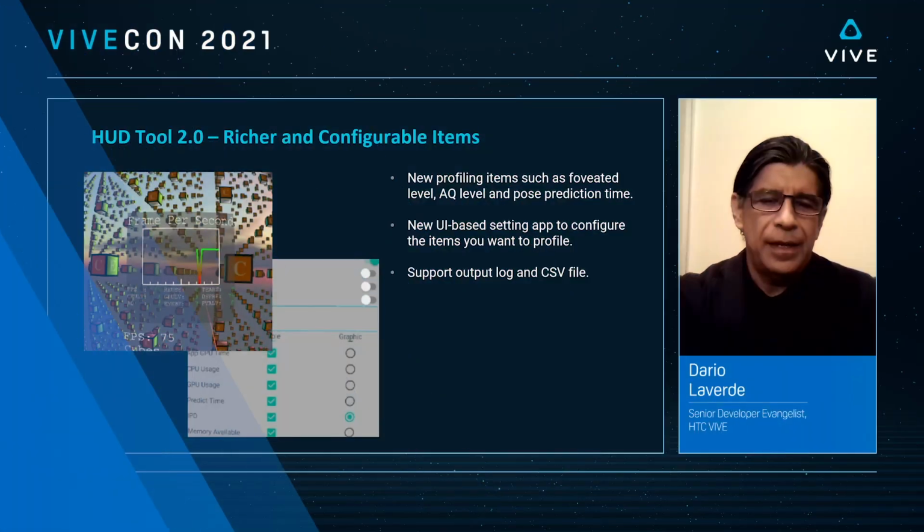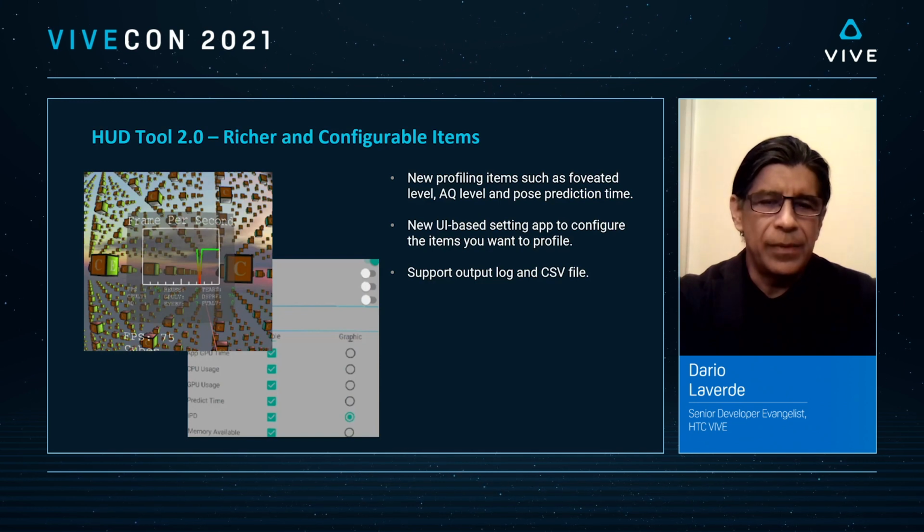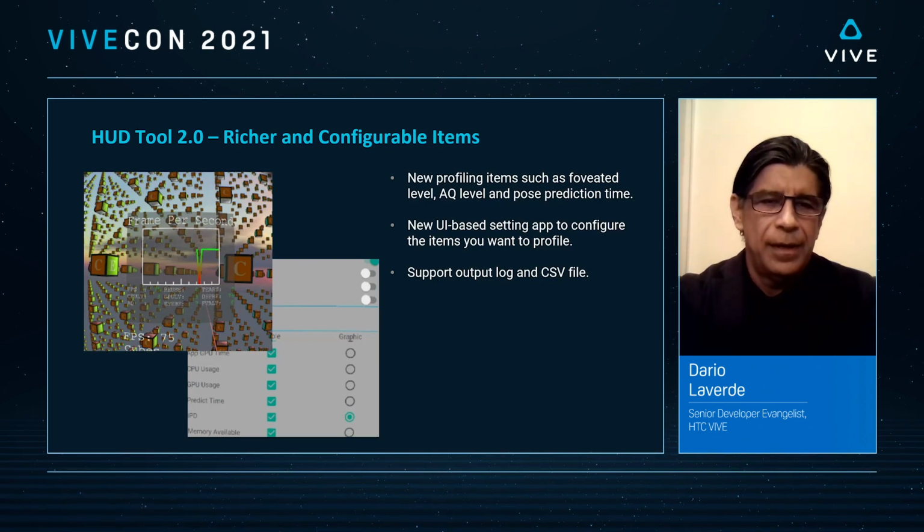Heads-up display tool 2.0. So previously we've had a HUD tool, which was good, but this time we've added some more features. New profiling items such as foveated level, AQ level, pose prediction time. So when you launch this, now you get a nice UI-based settings display window, which you can see here under the screenshot. It's in this settings window that you actually enable it, so it runs in the background. You select if you want logging to an output file and so forth.